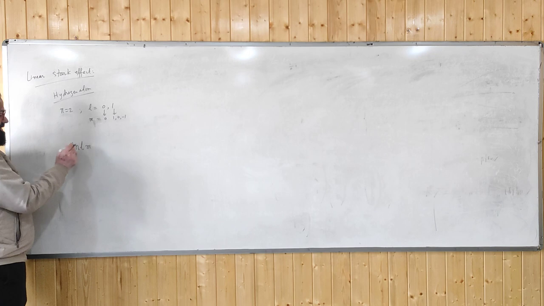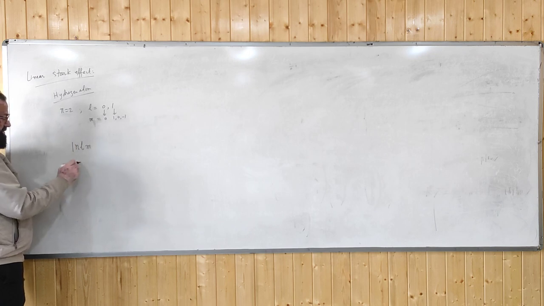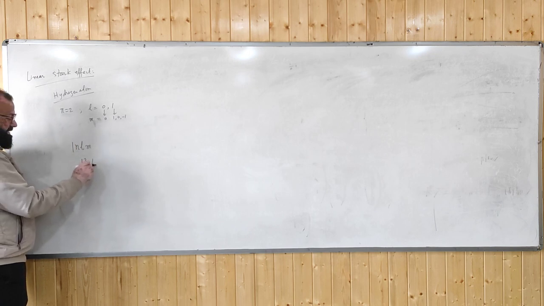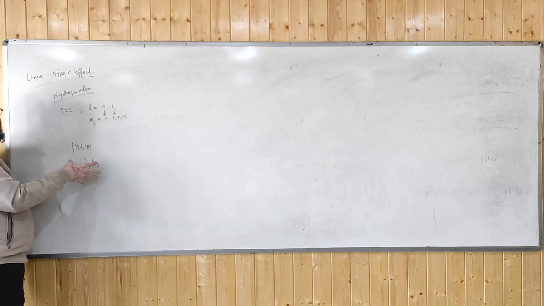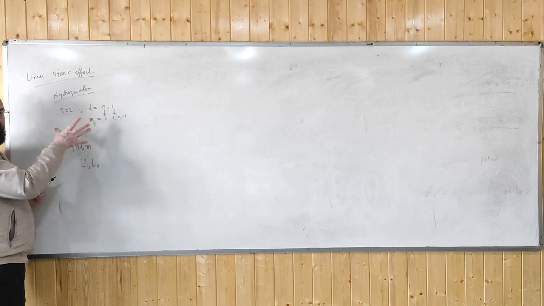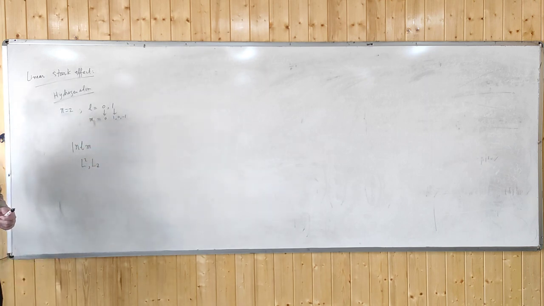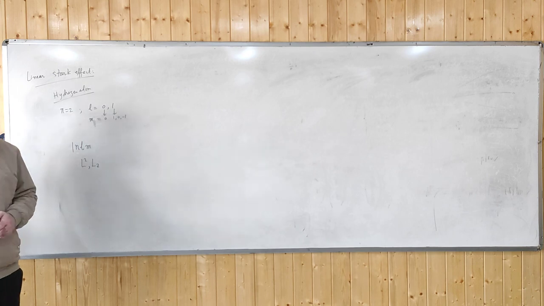So I'm having L square and LZ. The eigenstates of L square and LZ form a good eigenbasis to diagonalize the hydrogen atom. This is very important. When you look at a given problem, you always choose a basis in which the operator is diagonal.